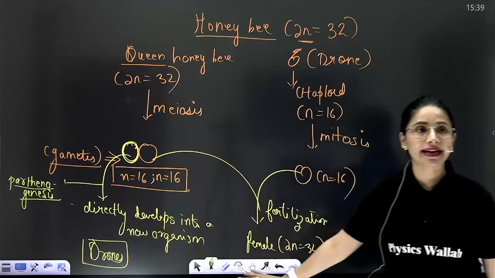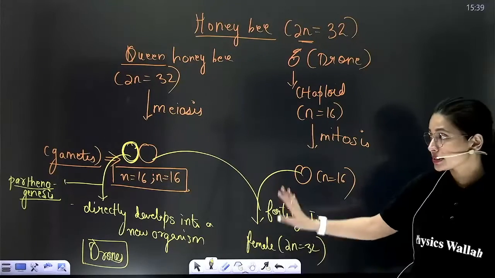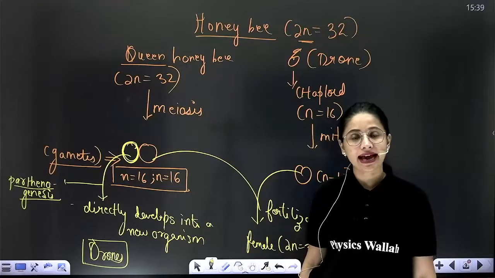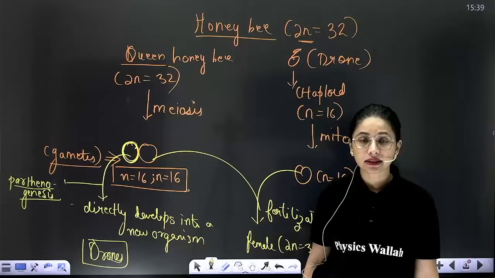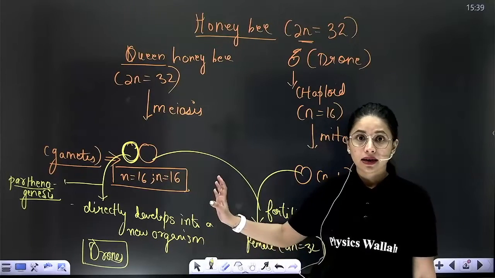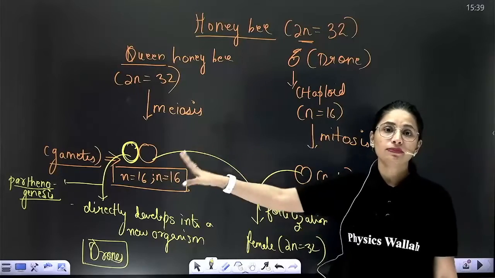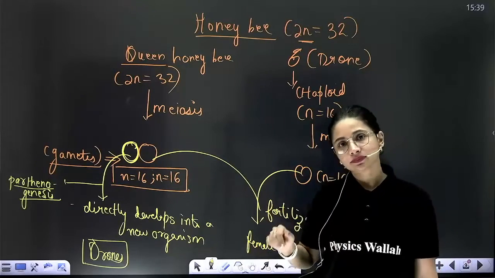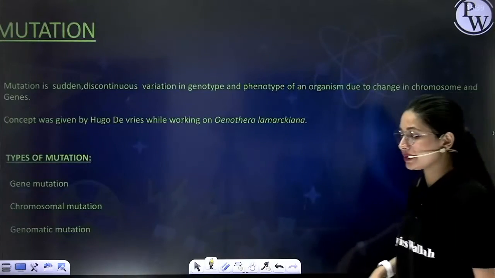Understood the whole mechanism of fertilization in honeybee? It was explained by Arhino Toki, so it is also known as Arhino Toki type of sex determination. It is unique. Why? Because in the same species, males are haploid and females are diploid. Understood? So this much you have to do for sex determination.